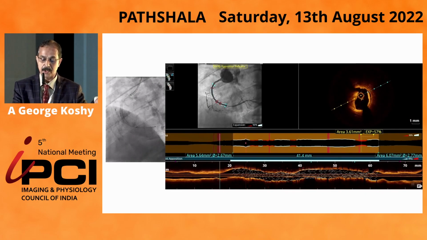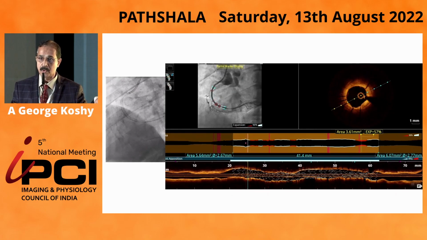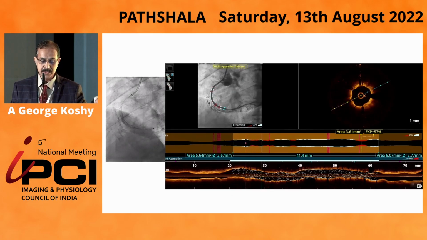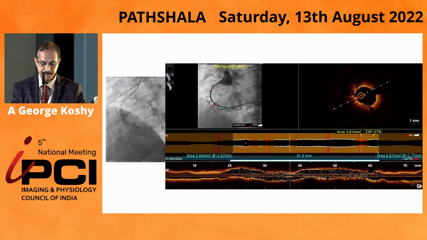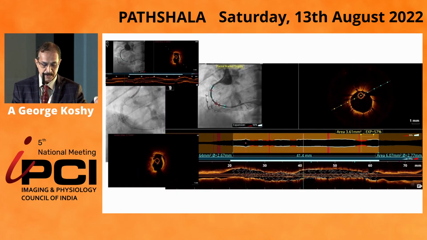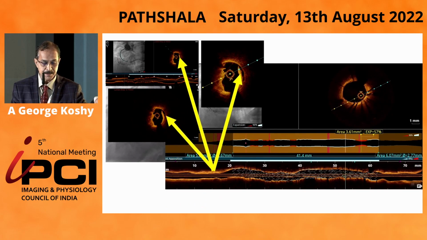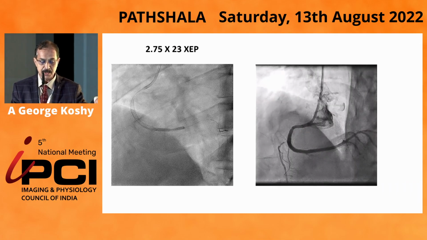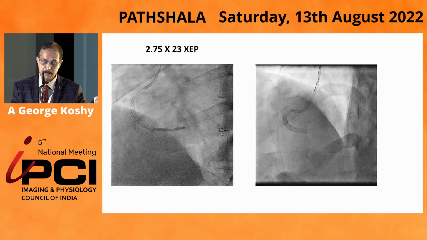You can see it now, that is involving the media and extending into almost 180 degrees. So this certainly has to be corrected. There's no doubt about that. And an overlapping stent is certainly required. This clearly shows that dissection flap, and if it is left like that, it will be very dangerous. Moreover, it's a distal dissection as well. And it was covered with a 2.75 into 23 stent and comfortable.